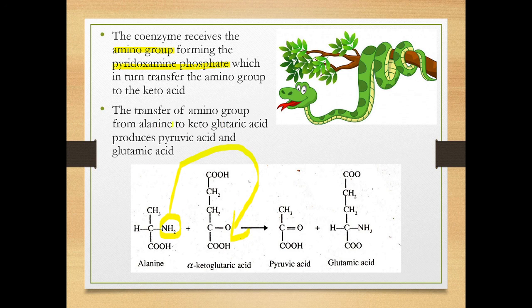So this is the transfer of the amino group, and this is one of the examples. This is the amino acid alanine, where the amino group NH2 is transferred to alpha ketoglutaric acid. When the NH2 is transferred, a C double bond O is created here, and this is called pyruvic acid. So the alanine becomes pyruvic acid, and the alpha ketoglutaric acid, by receiving an amino group, becomes glutamic acid.